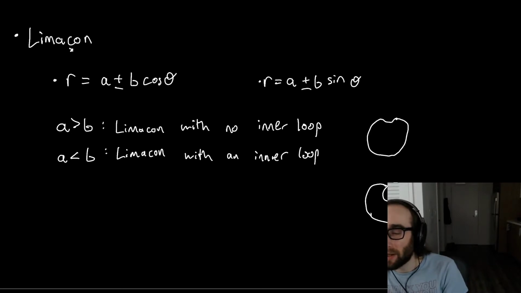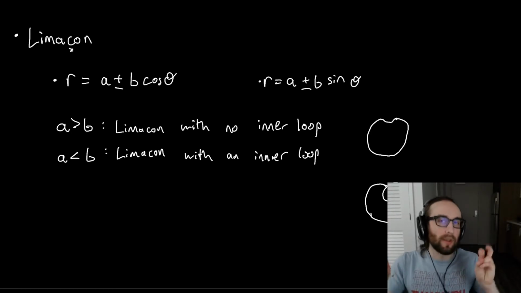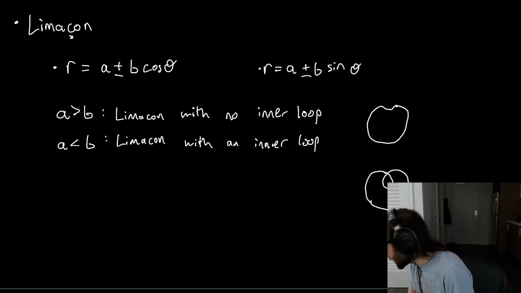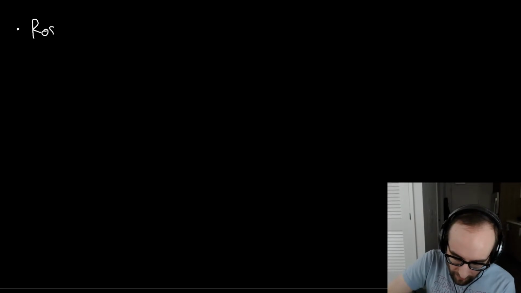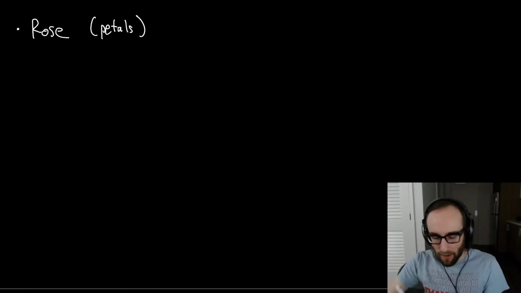Again, because these are similar to cardioids, we also see symmetry across the x-axis or the y-axis in the polar plane. Okay, let's take a look at another type of equation. This time we're looking at a rose, and it's called a rose because we end up with what looks like petals around our graph.